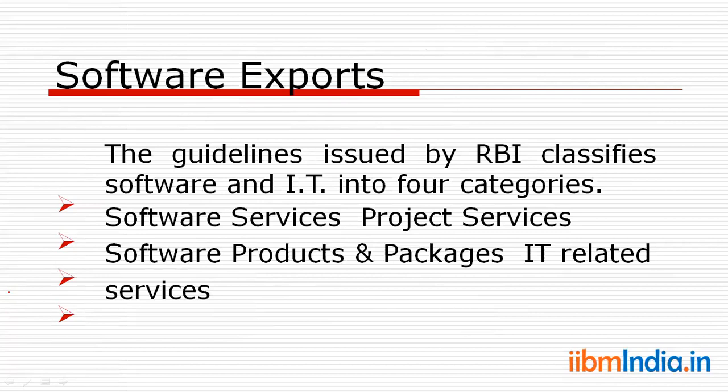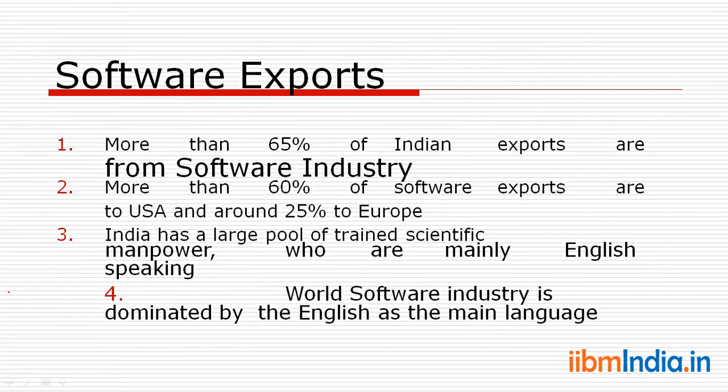We'll talk about software export. The guidelines issued by the RBI classify software and IT into four categories: software services, project services, software products and packages, and IT-related services. As we know, more than 65% of Indian exports are from the software industry, and more than 60% of software exports are to the USA and around 25% to Europe.